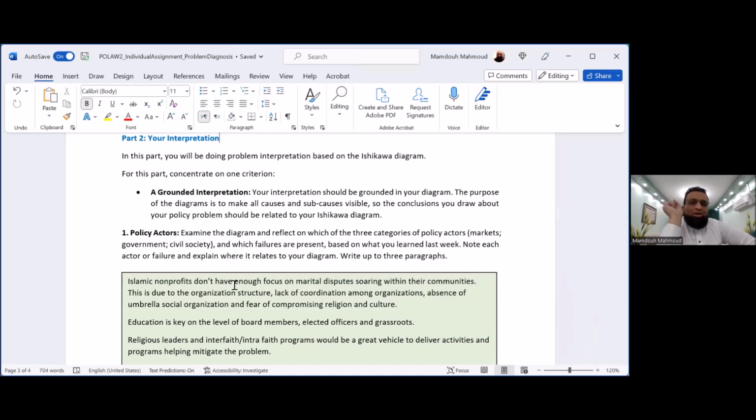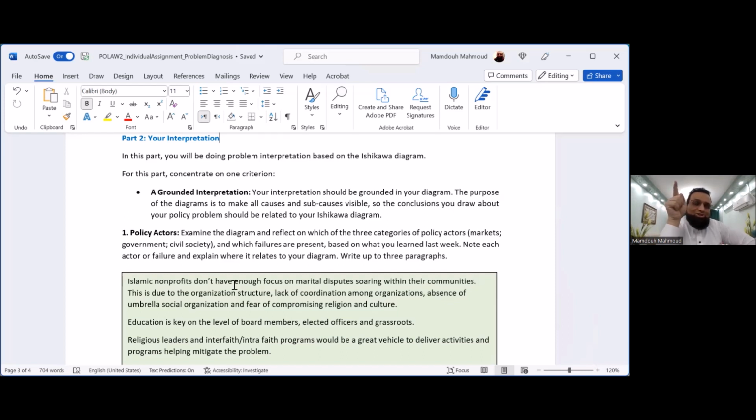It's not necessarily the market. Market is the consumers, the people who are benefiting from the programs. But the civil society are the ones who are trying to direct the society to a certain thing. So you have to identify those three when we do the interpretation of the diagram. You have to identify those actors.